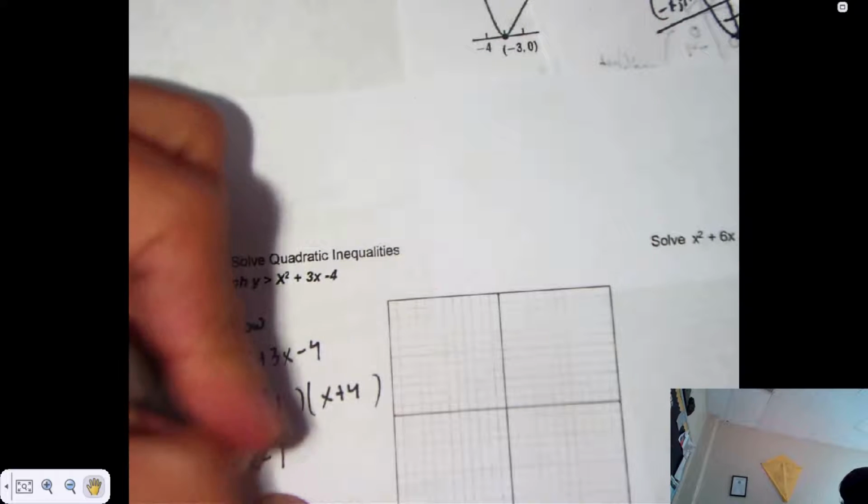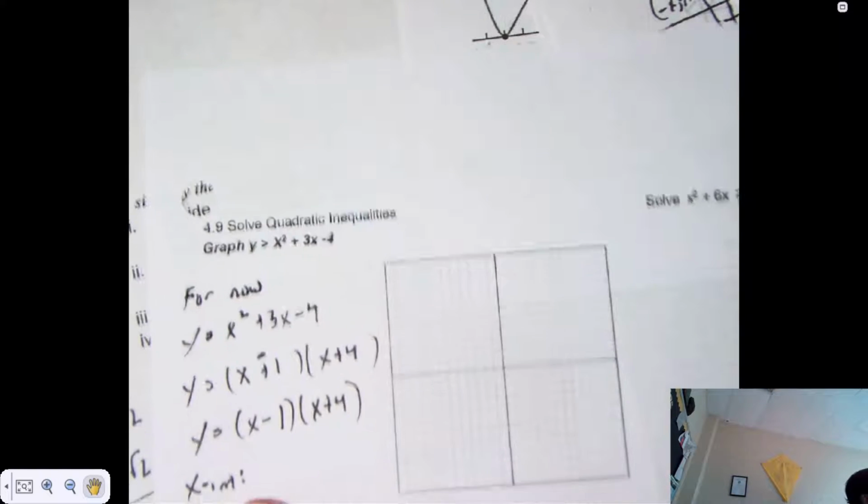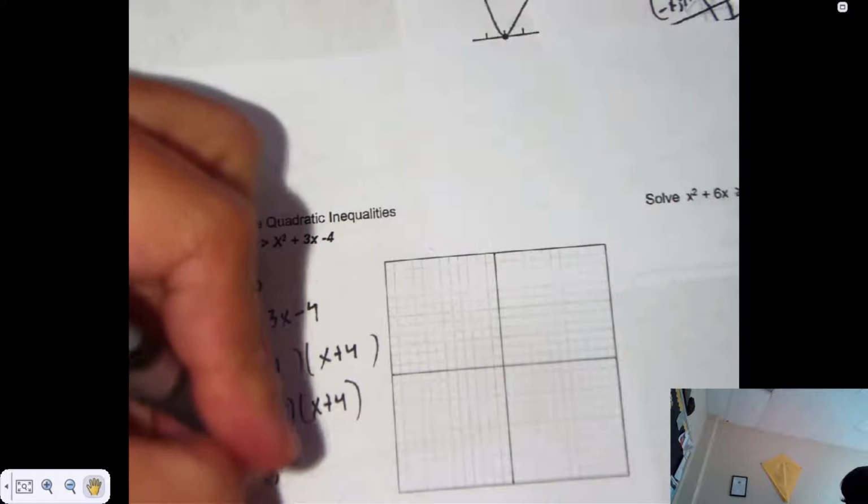And I'm going to rewrite that just so it's clear, because I'm using pen and I can't erase pen. That's how it factors. Why would you factor that? You have x-intercepts. Where are they? They're at 1 and negative 4.